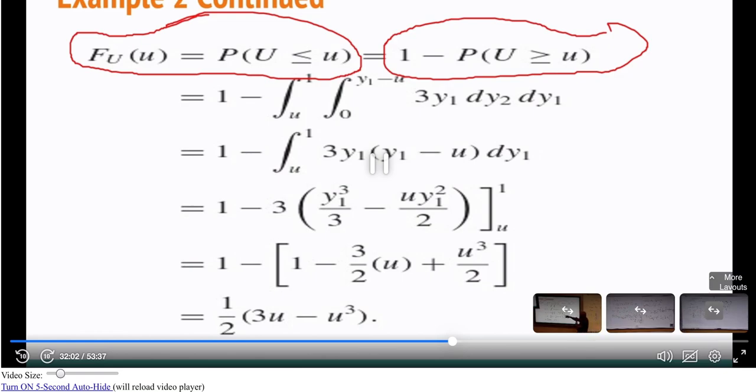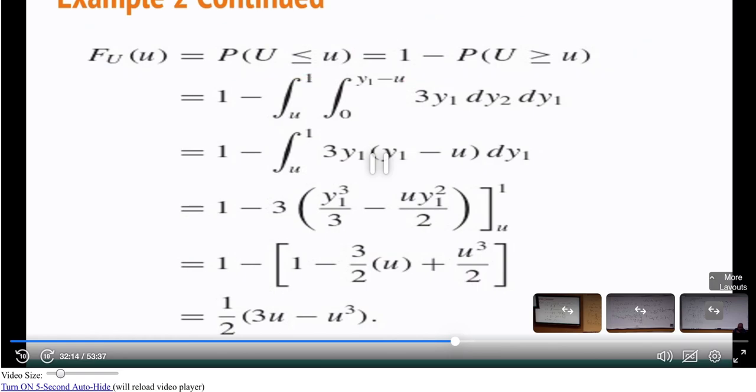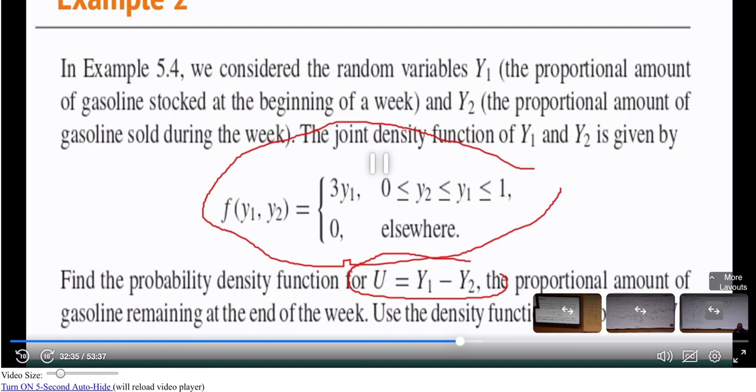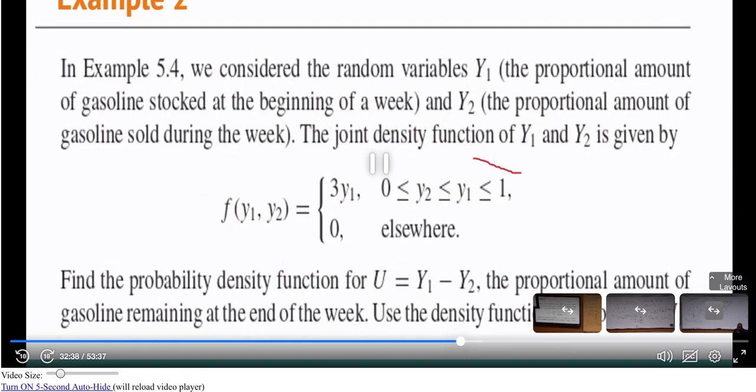If this is less or equal to U, then 1 minus that will be greater, okay? Now, let me first focus on this. What am I trying to tell the world? Y2 lies between 0 and Y1 minus U. How? Please pay attention. I'm going to come here now. Take a look at this. Y2 lies between 0 and Y1, right?